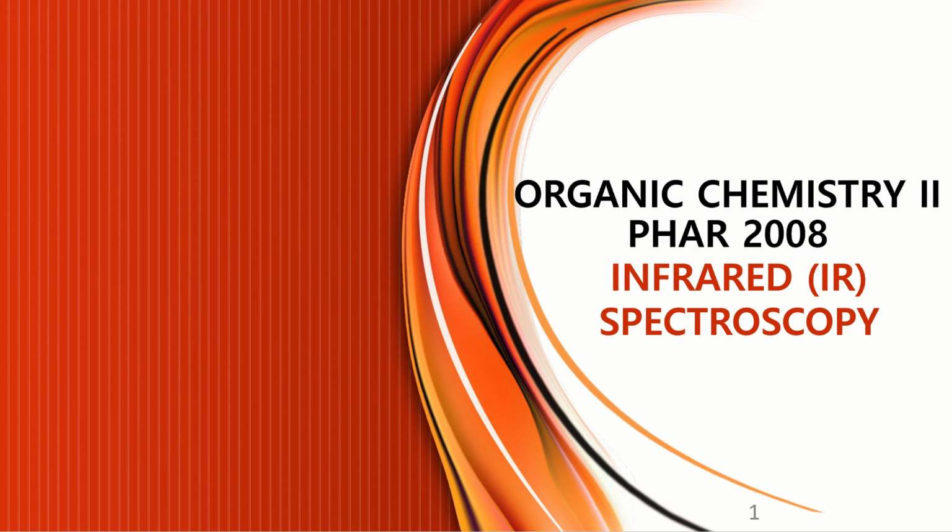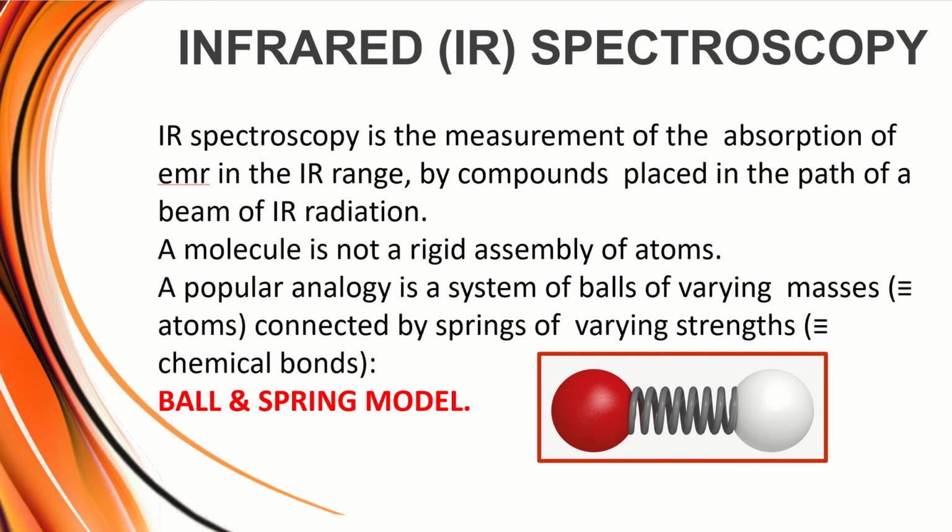Hi guys, welcome to another lecture on organic chemistry 2, and today we're going to be talking about infrared spectroscopy, or IR spectroscopy for short. Well, what is IR spectroscopy? Well, it's the measurement of the absorption of electromagnetic radiation, and you might see just EMR throughout this lecture, in the IR range by compounds placed in the path of a beam of IR radiation. So they measure the absorption of the radiation in the IR range, right?